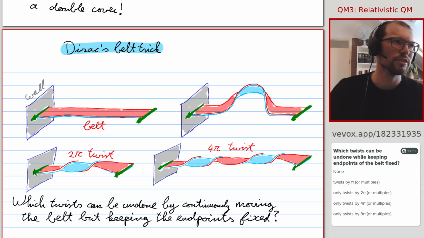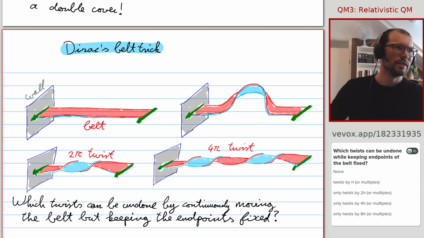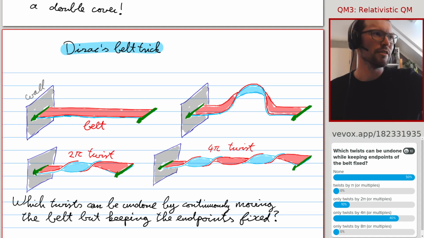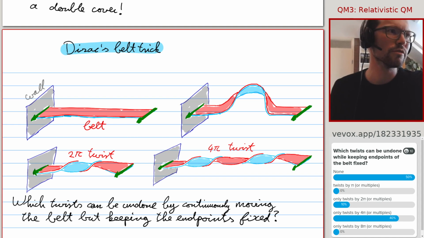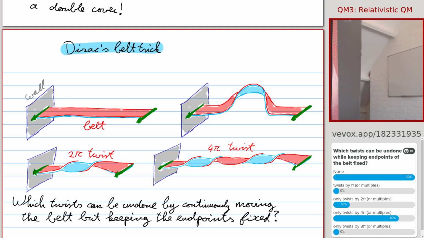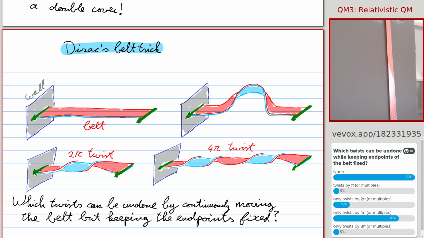Okay, I suggest we stop here. Most of you have answered. So there is a slight majority for, well, you cannot undo any twists, and then there is a couple of you that think we can only undo twists of multiples of 4 pi. So let's just see. I've got a belt here.